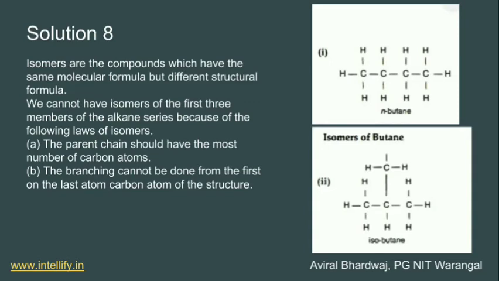And why can't we have isomers of the first three members of the series? Because first, we select the parent chain with the maximum number of carbon atoms. And second, the branch can't be placed on the first or the last carbon atom of the structure. This is the second reason.